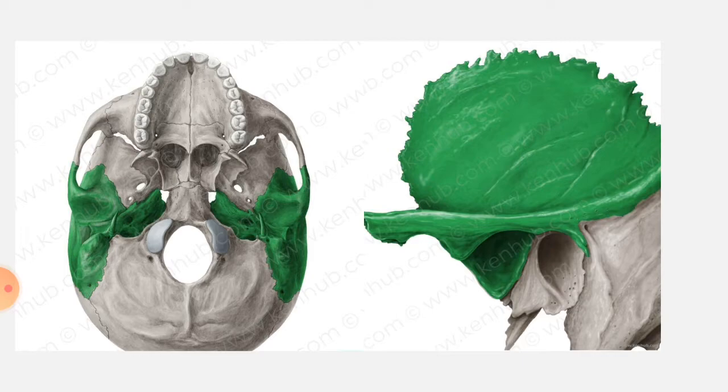The next is the temporal bone, and we divide this bone into various parts. This fan-shaped part of the temporal bone is called the squamous part, which is a very delicate part. This process here is called the zygomatic process of the temporal bone, which articulates with the zygomatic bone, which is your cheekbone. This one is the external acoustic meatus. This is the styloid process.